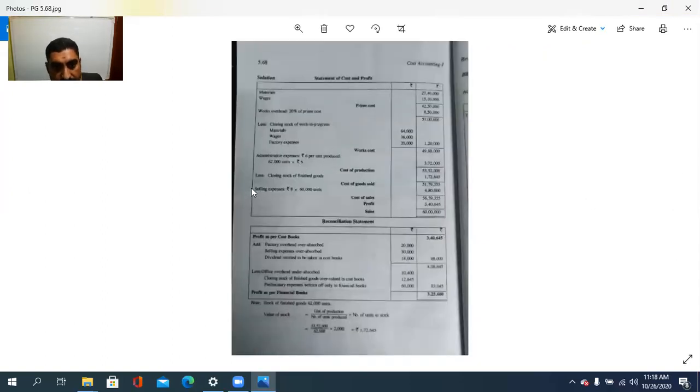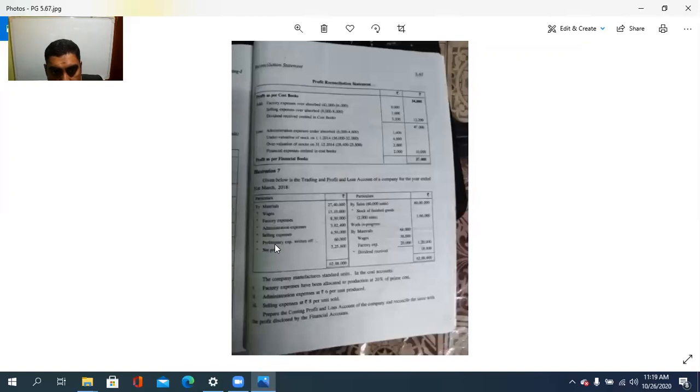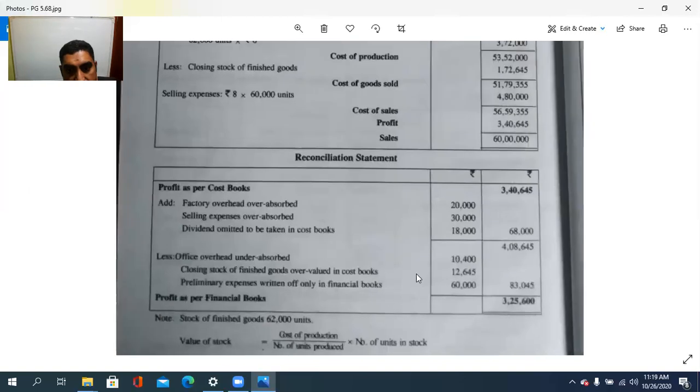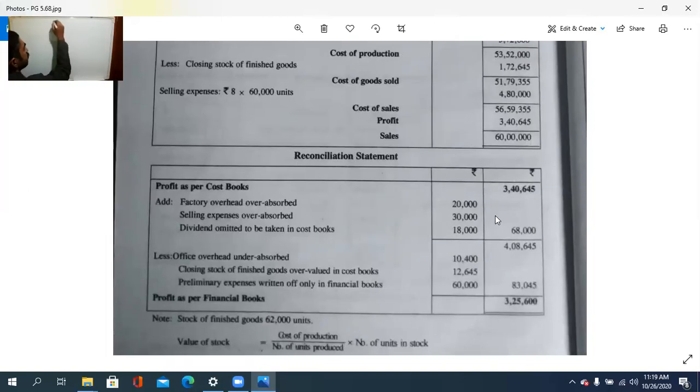Then is there any other item? Preliminary expenses written off is there, dividend received is there, like that. Some financial items are there, some cost items are also there. So we will look into how this is to be prepared. So the profit reconciliation statement: net profit or profit as per cost books. How much? 3,40,645.